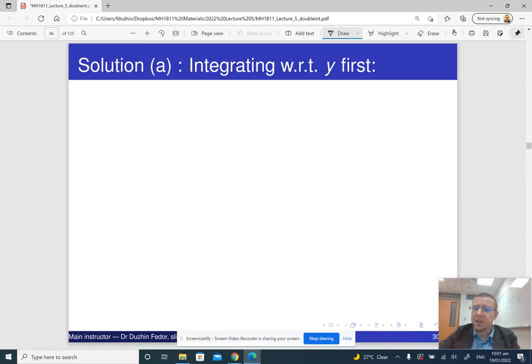Okay, so what happens if we integrate with respect to y first? It's going to be like this. If we integrate with respect to y, it's going to be the integral from 1 to 2 of x minus 3y squared dy. The resulting function, we are going to integrate from 0 to 2 with respect to x. So how do we do this? Basically, we first look at the inside integral. So we are going to integrate this function with respect to y, right?